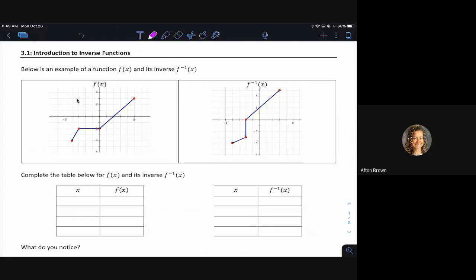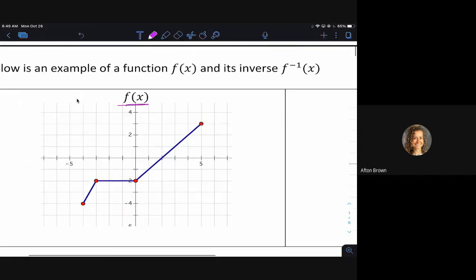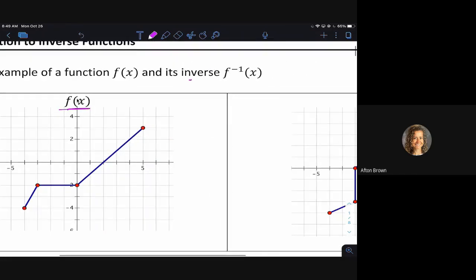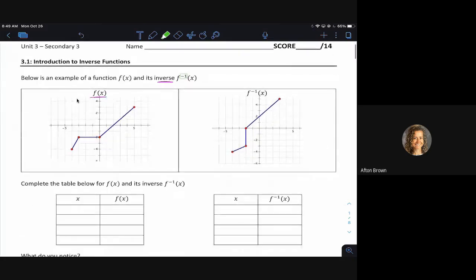Okay, so below is an example of a function f and its inverse, f negative 1. So this is the graph of f. We call it an inverse, and the notation is that little negative 1. So it's f, and then we write a negative 1 there. All an inverse is, well, let me not give it away.